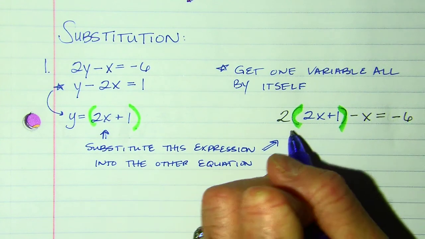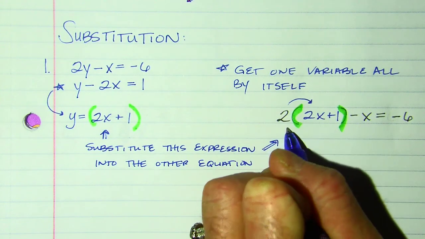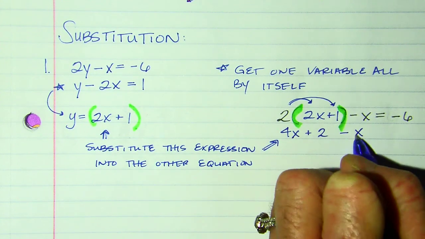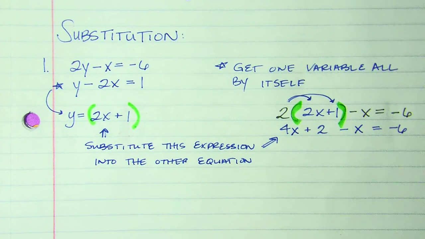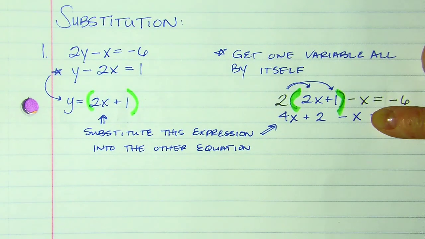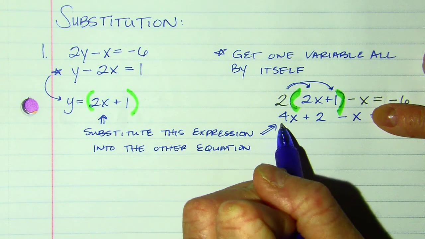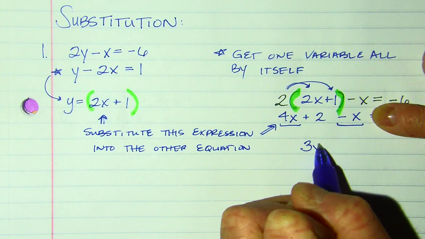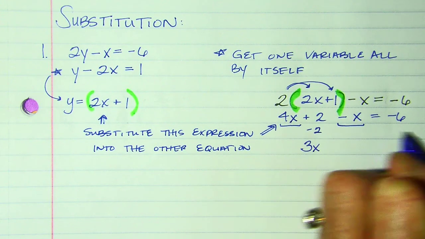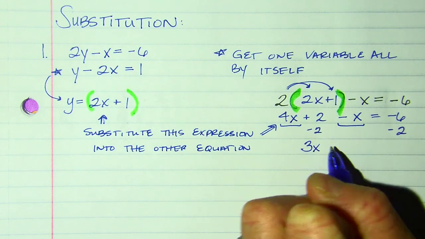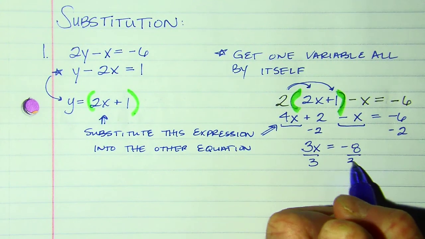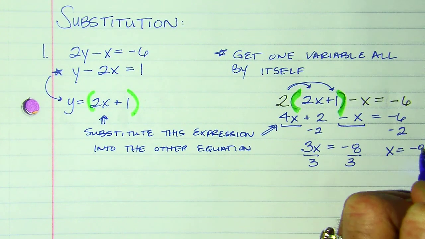So now I'm going to distribute, right? 2 times 2x is 4x. 2 times 1 is 2. Minus x equals negative 6. Now I see some of you doing the opposite when it's on the same side of the equal sign. When all of these terms are on the left, I'm simply going to combine like terms. So 4x minus x is 3x. I'm going to subtract 2 from the other side, and I get negative 8. I'm going to divide by 3, and I get x equals negative 8 over 3.